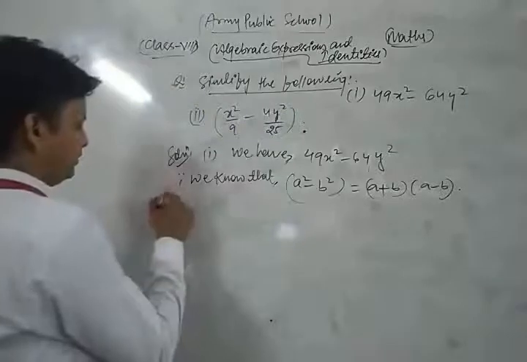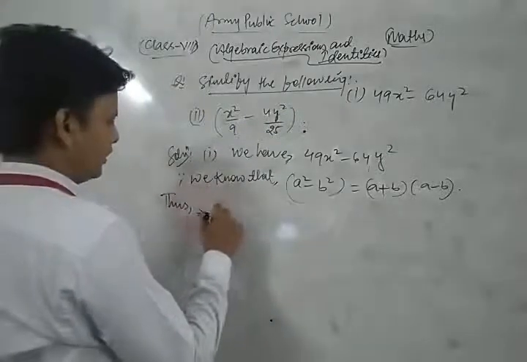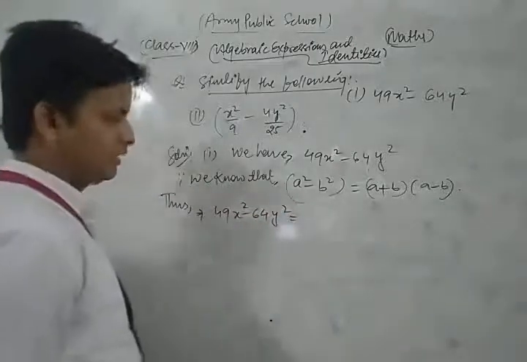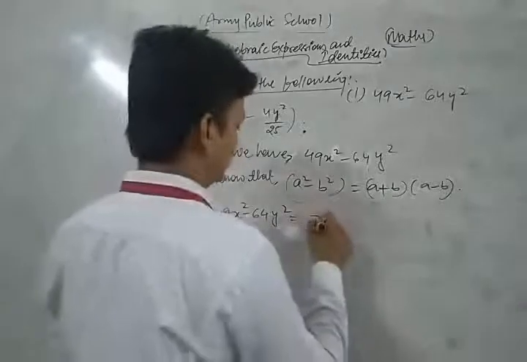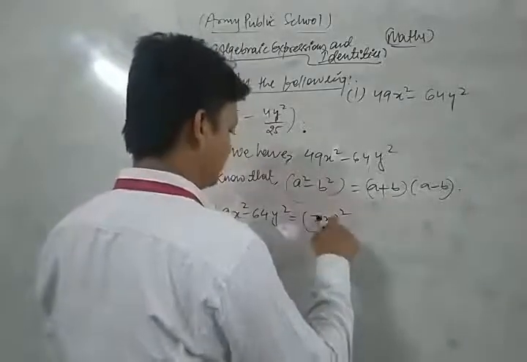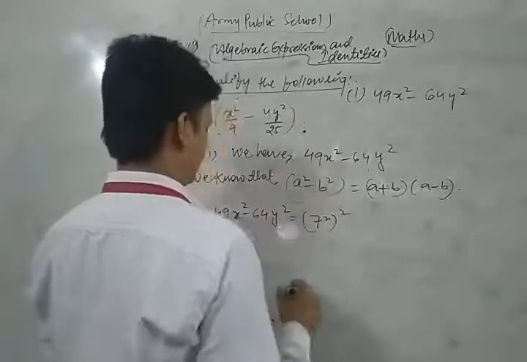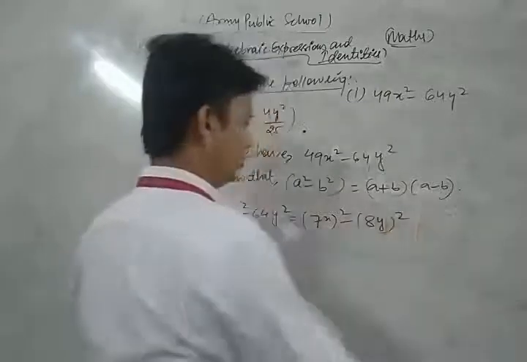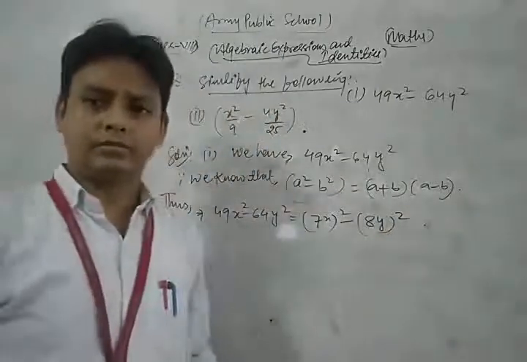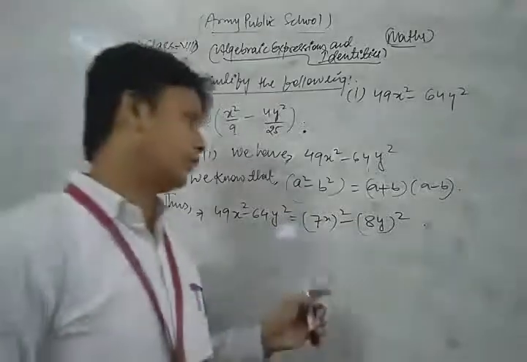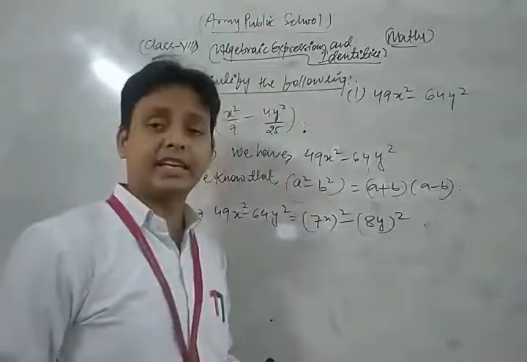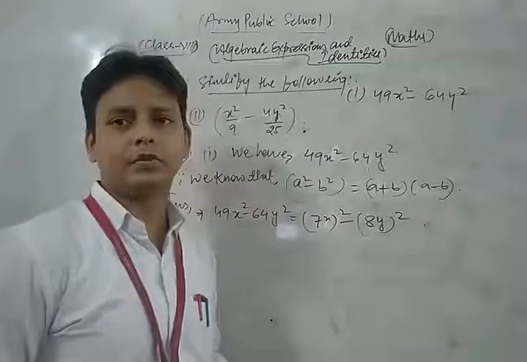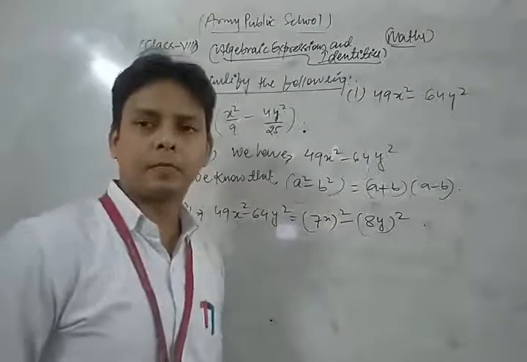So thus from the question, first of all we write 49x square minus 64y square as 7x whole square minus 8y whole square. Now this is in the form of a square minus b square. Here a is 7x and b is 8y.